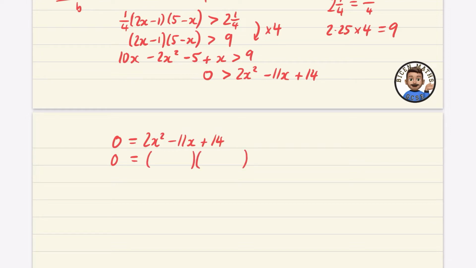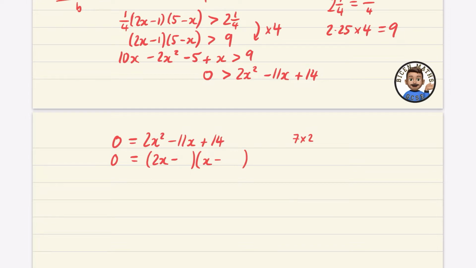Well, I know the beginning parts are going to have to be a 2x and an x, and to be able to get something with a positive 14 but a negative over here, there's definitely going to have to be a negative. And we know that 14 is really only going to be composed of a 7 times 2. So I'm just going to play around and see how these might fit in here.